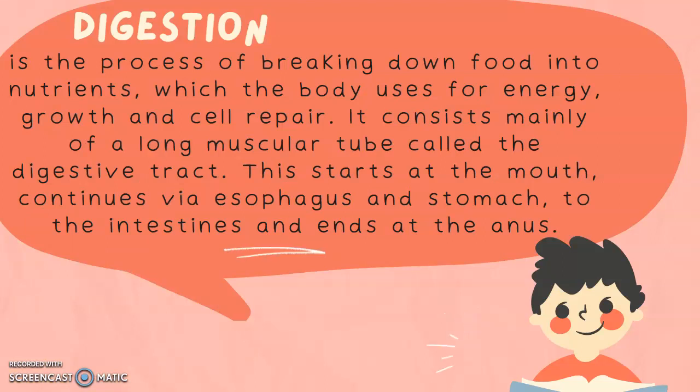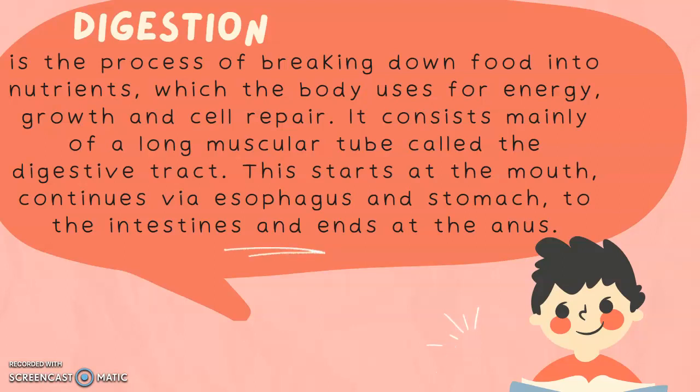Digestion is the process of breaking down food into nutrients which the body uses for energy, growth, and cell repair. It consists mainly of a long muscular tube called digestive tract. This starts at the mouth, continues via esophagus and stomach to the intestine, and ends at the anus.